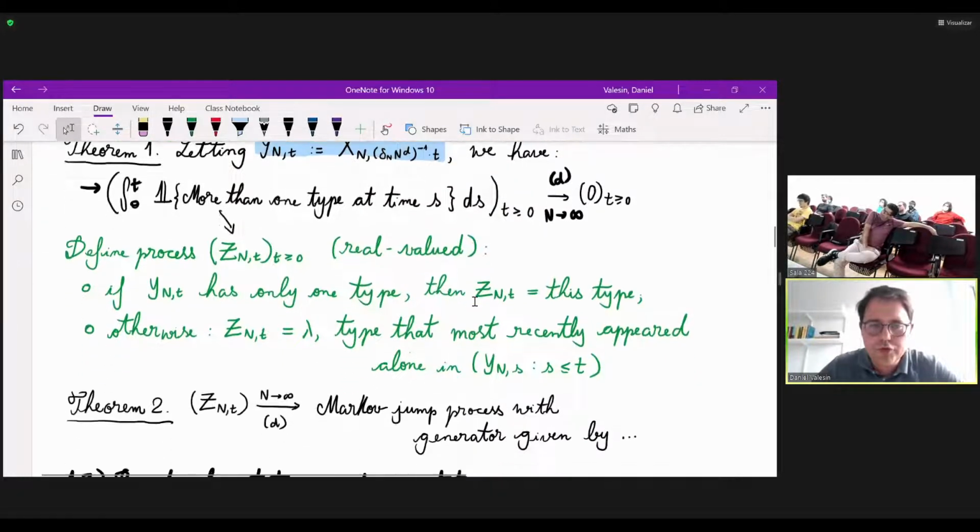Okay, so theorem 2 is that this Z and T, when you take n to infinity, converges to a Markov jump process on the positive real line. I will not tell you now what this process is, so I will leave some suspense here, these 3 dots, because before I tell you what the generator is, I have to introduce a few other things. But for the specialists in the audience, you can have fun trying to guess what it is, if you're bored with the rest of the talk.